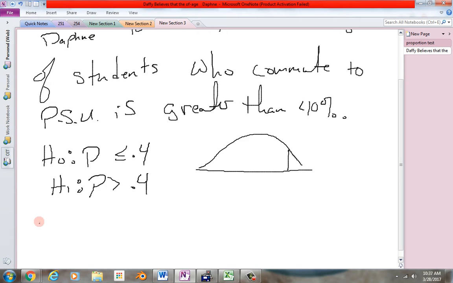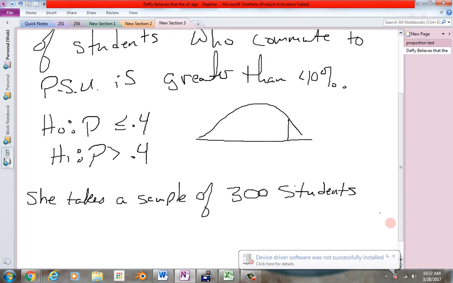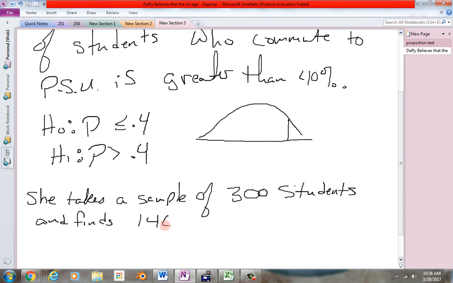So, what does she do? Well, of course, she takes a sample. That's what we always do. Oh, I don't know, 300 students. Well, good for her. And finds 146 commute. So at alpha equal 0.05, is she right?